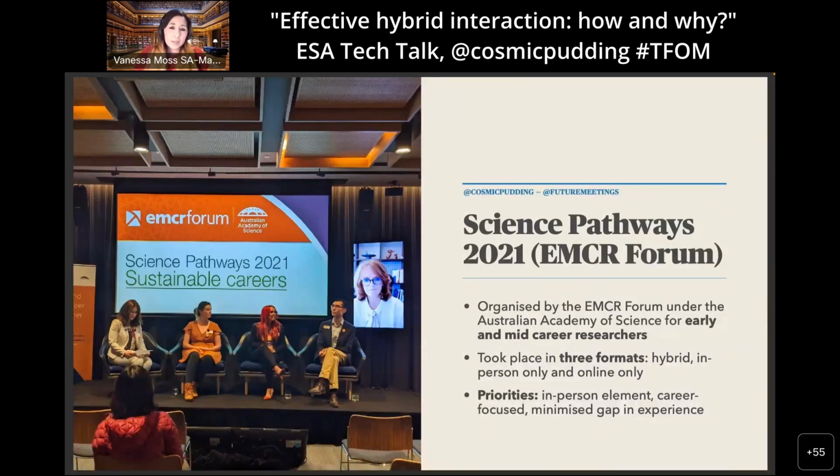In the case of Science Pathways, this is through my role as part of the EMCR forum. I'm on the executive for that. And for that, we did keep the in-person format.